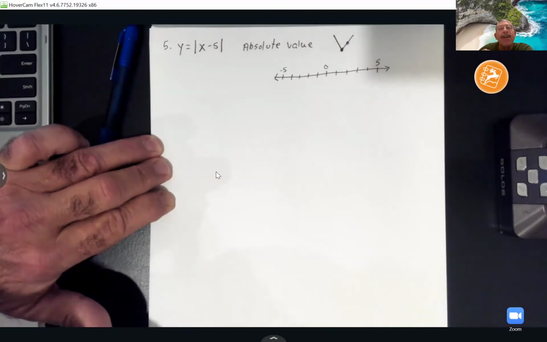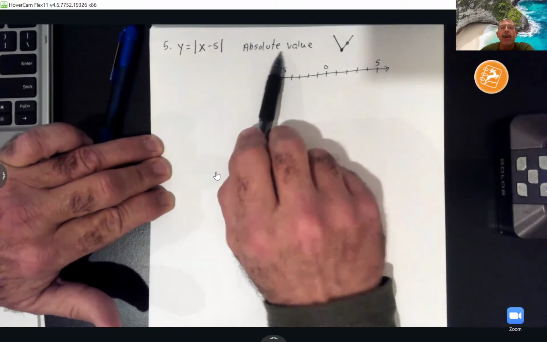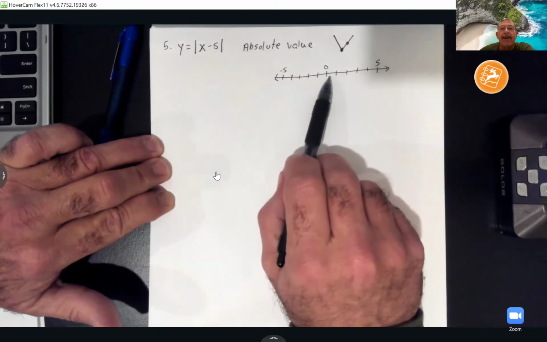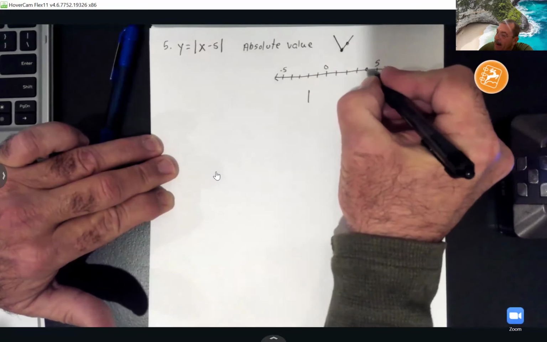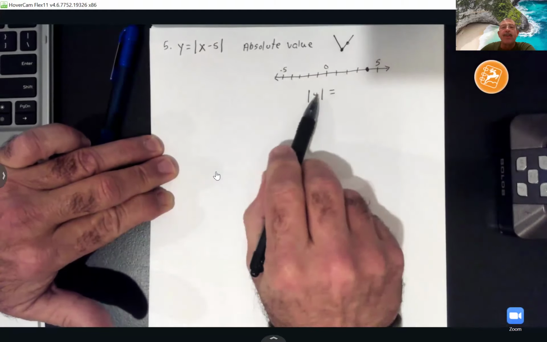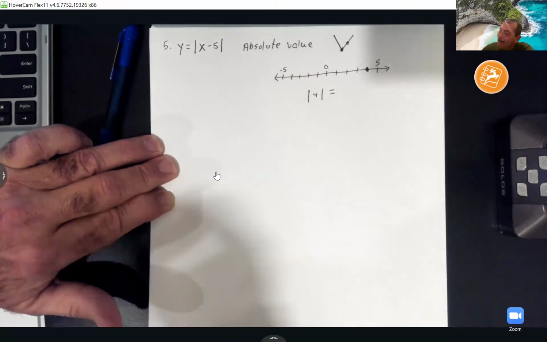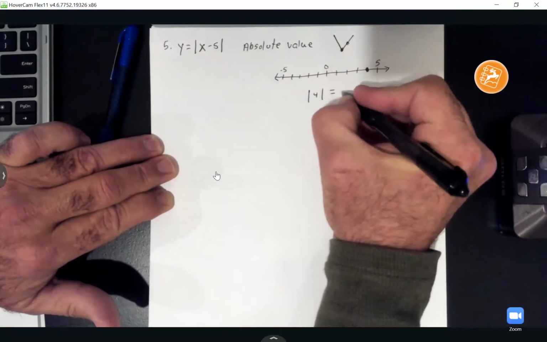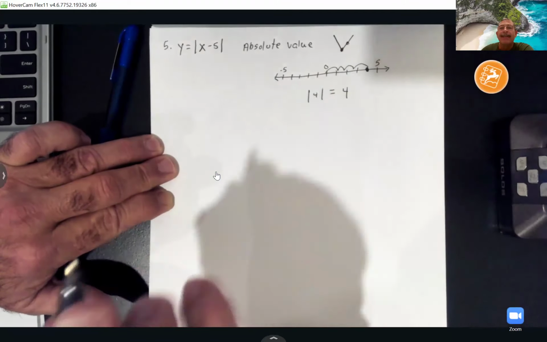Now, absolute value doesn't care about direction or anything. Absolute value wants to know how far you are from 0. So if I say, here's 4 right here, what's the absolute value of 4? It's +4, because that is 4 units from 0.